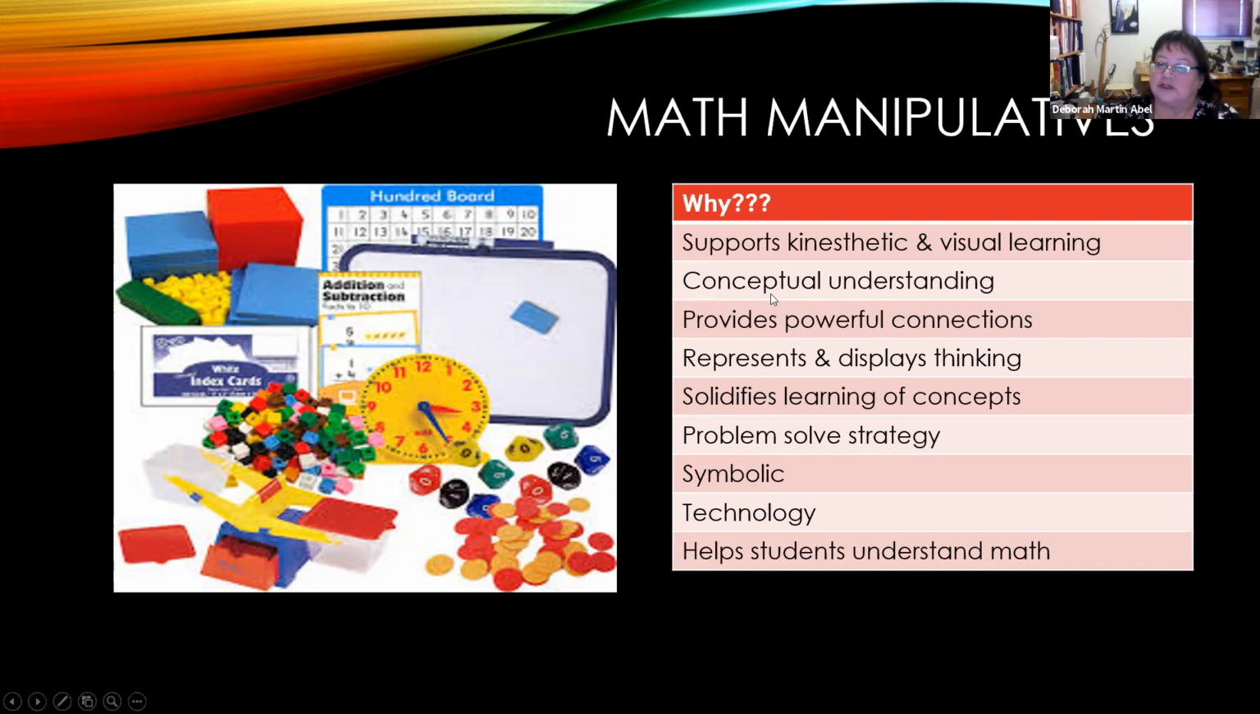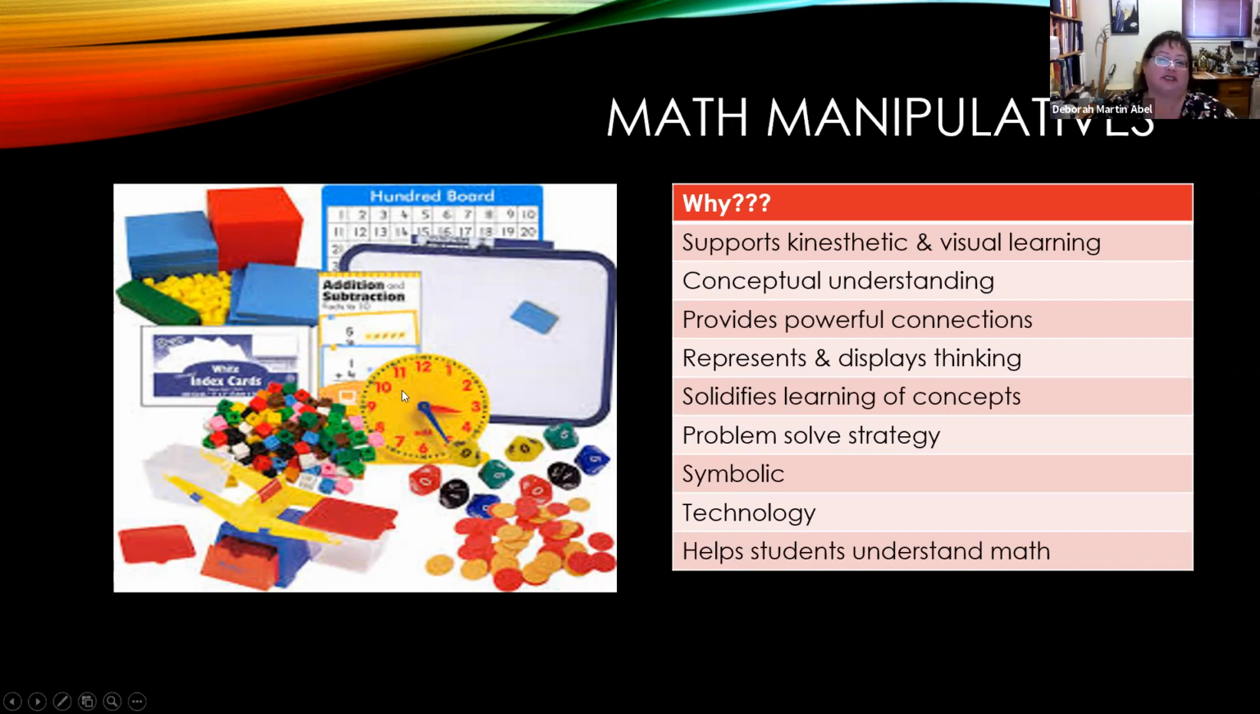So I just wrote a few things down here. It's the conceptual understanding. Someone already said it, it supports hands-on learning. It provides a powerful connection from concrete to abstract. It represents and displays their thinking. Sometimes kids can show you how to do something with the manipulative, because in the beginning it's really hard for a student to explain their thinking. It solidifies learning concepts, problem-solving strategies, symbolic technology, and helps students understand math.